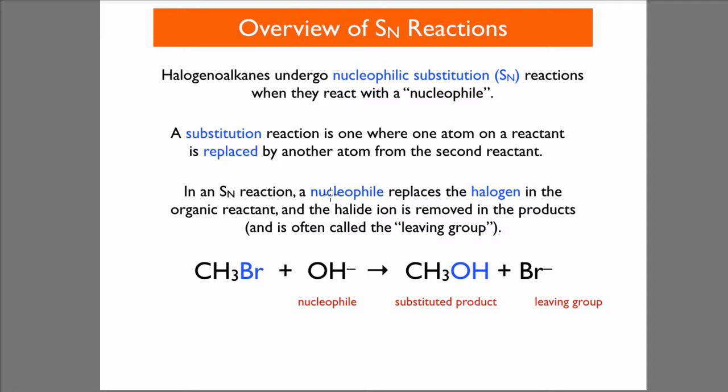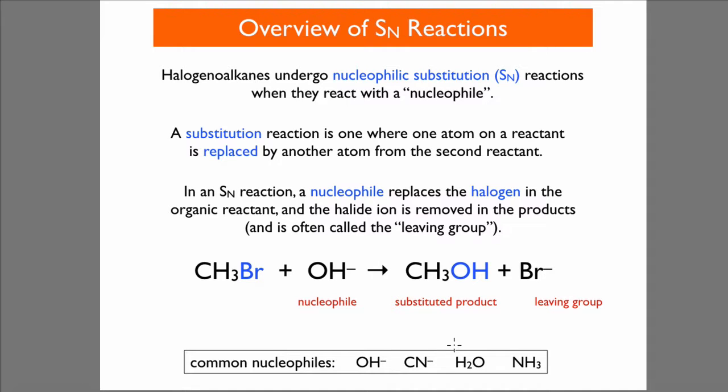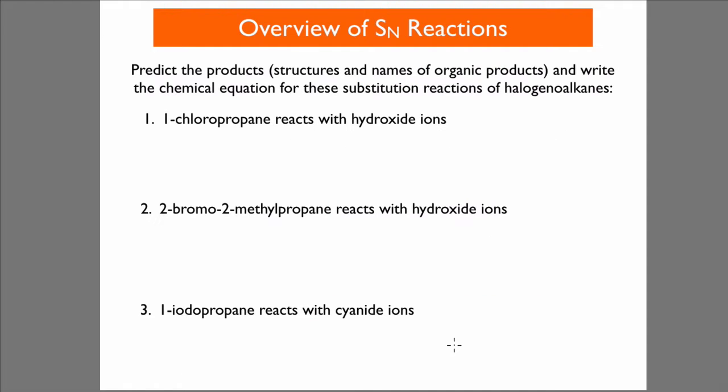For example, you've got this hydroxide here being substituted in for the bromide ion, and the bromide ion is a leaving group. Some examples of common nucleophiles include the hydroxide ion, cyanide ion, water and ammonia. Okay, a quick overview. We're going to predict the products, structures and names of organic products, and write the chemical equation for these substitution reactions.